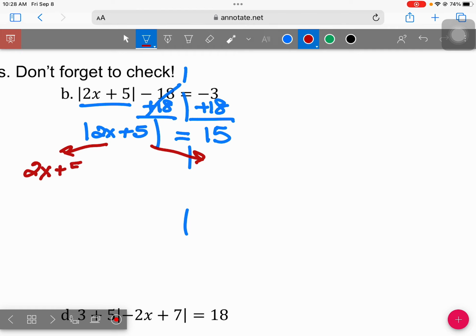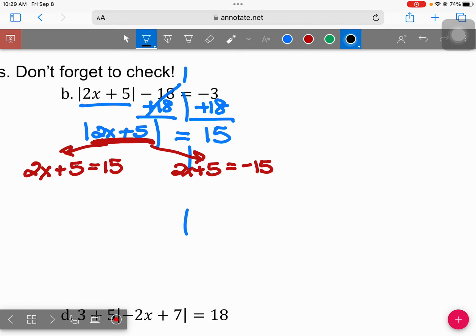2x plus 5 equals 15. And 2x plus 5 equals what? Equals negative 15, yes. Because you're saying what two values are 15 away from 0.